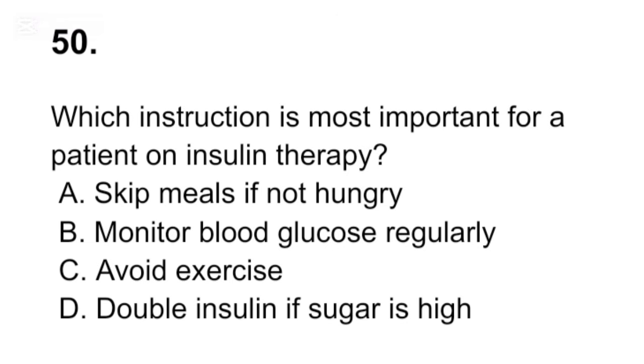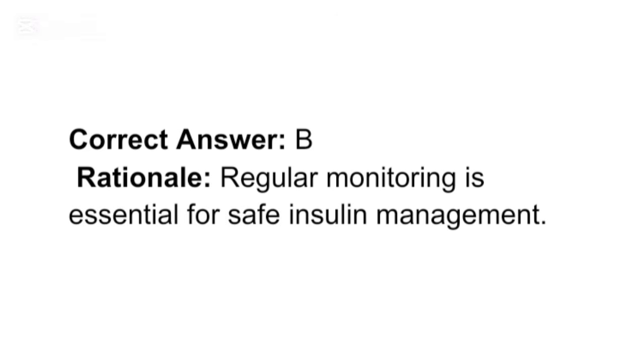50. Which instruction is most important for a patient on insulin therapy? A. Skip meals if not hungry. B. Monitor blood glucose regularly. C. Avoid exercise. D. Double insulin if sugar is high. Correct answer, B. Rationale: regular monitoring is essential for safe insulin management.